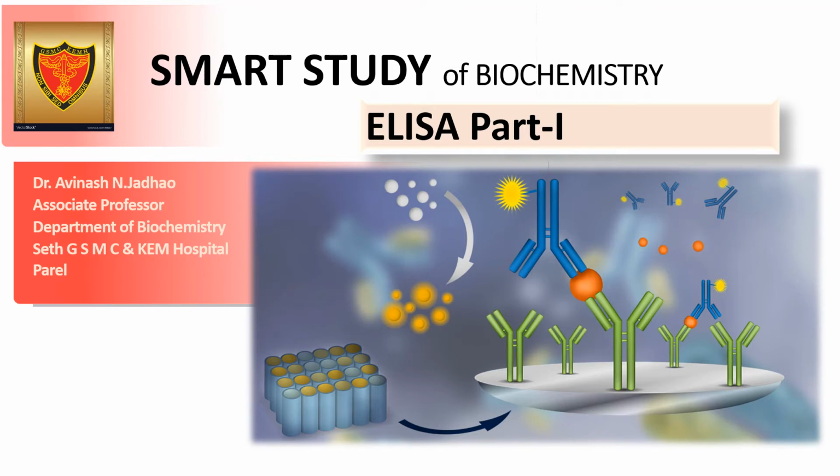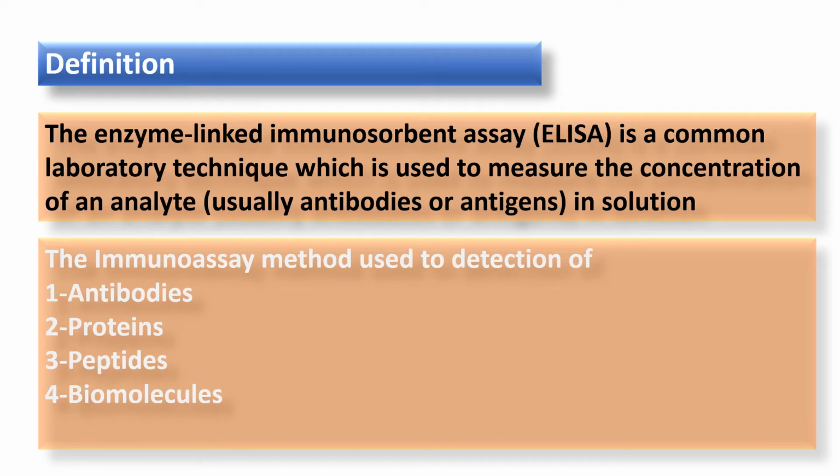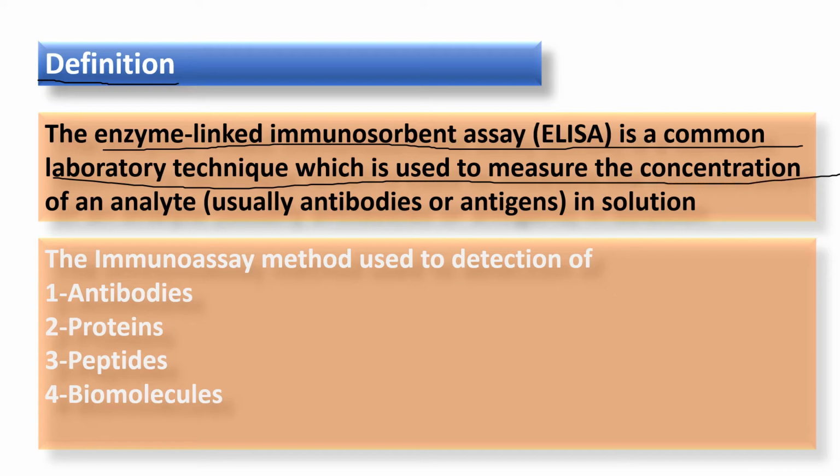So here we are going to discuss what is ELISA, in which we will discuss indirect ELISA. First of all, we will see the definition of ELISA. ELISA is an enzyme linked immunosorbent assay, and it is a common laboratory technique which is used for the measurement of concentration of analyte, usually antigens and antibodies, and now we are using hormones also, in a sample or a solution. So here we prefer serum sample.